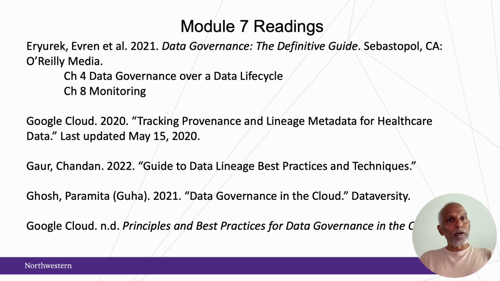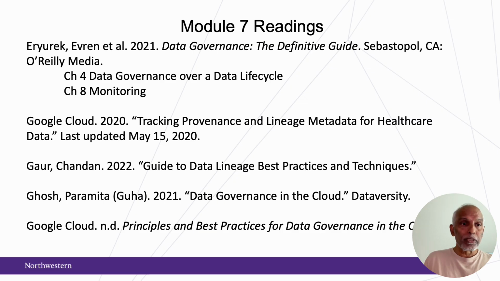So the key readings are by Evren Eryurek et al., 2021, Data Governance: The Definitive Guide. Chapters 4 and 8 refer to this material in this week. Data governance over a data life cycle. That's where the provenance and the lineage come into play. And also monitoring the data governance.